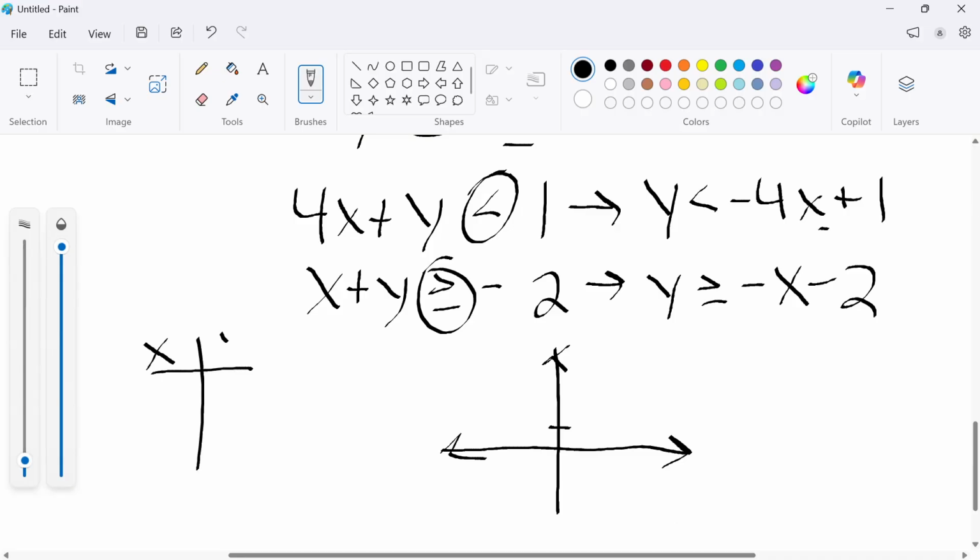I can do x, y, when x is 0. So 0 plus 1 is going to be 1: when x is 0, y is 1. When y is 0, I'm just going to do 0 equals -4x plus 1. I subtract 1 from both sides: -1 equals -4x, and I divide both sides by -4, so x is 1/4. So this one is about 1/4, somewhere there. And so that's what this one looks like.